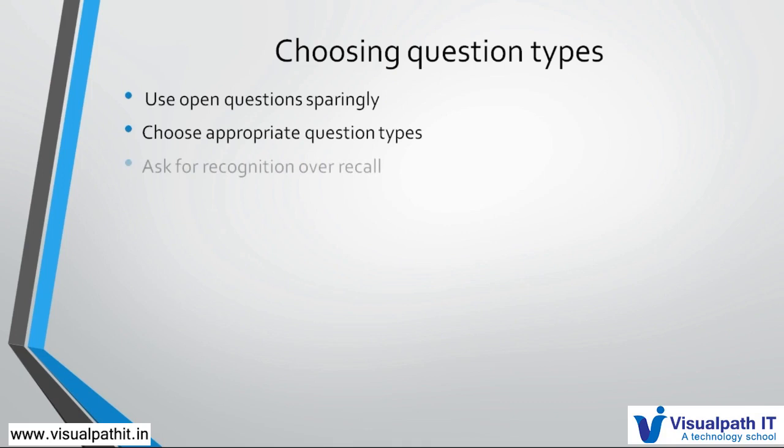Next, ask for recognition over recall. Along with keeping it simple, another good rule of thumb for choosing question type is to ask participants to select their answers from a list rather than enter them using free text. Of course, it's not always possible or desirable to list all possible answers. If this is the case, then don't forget to provide another option where participants can enter a different answer.